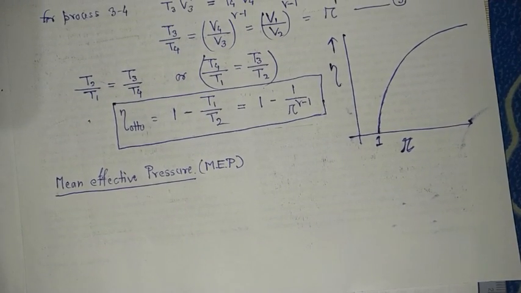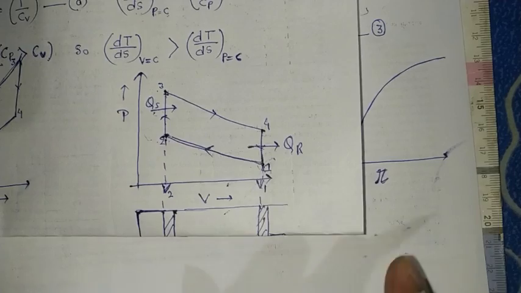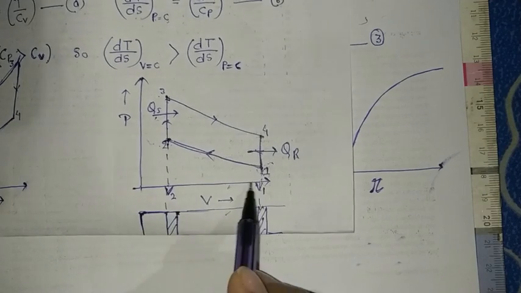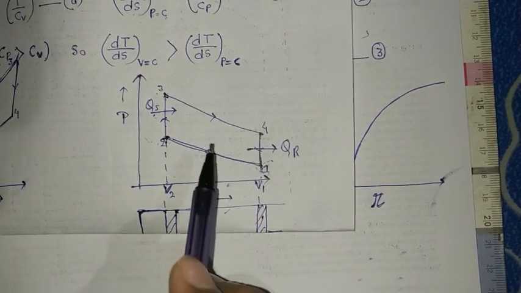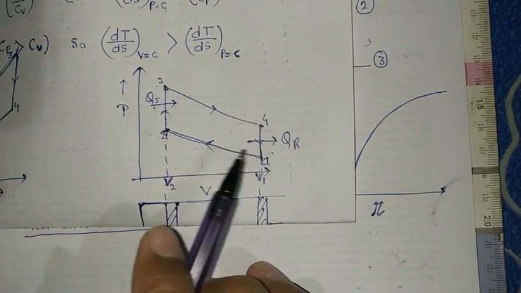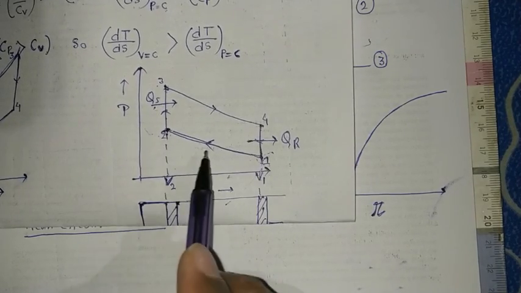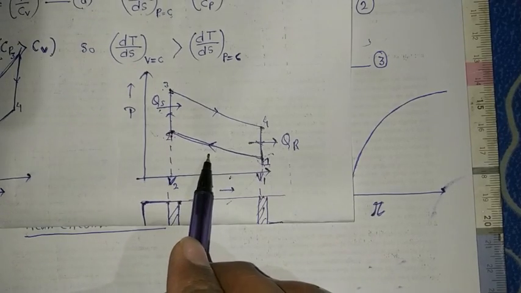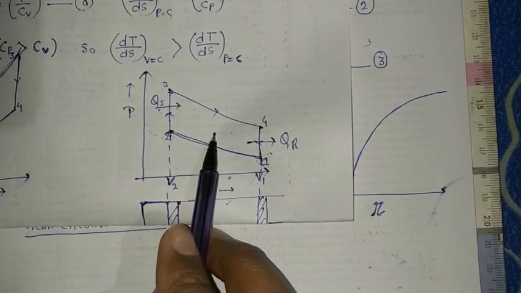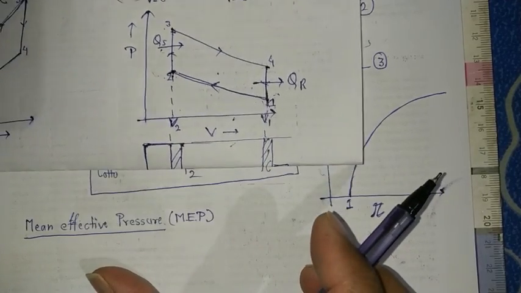Means we know that throughout the cycle the value of the pressure is continuously changing. Okay, and the net change in volume is V1 minus V2, that is equal to Vs. Okay, so if we consider a pressure which is constant throughout the cycle and net change in volume is also the same as the actual cycle, then if the work output of this cycle and the imaginary pressure cycle is same, then the pressure is called mean effective pressure.